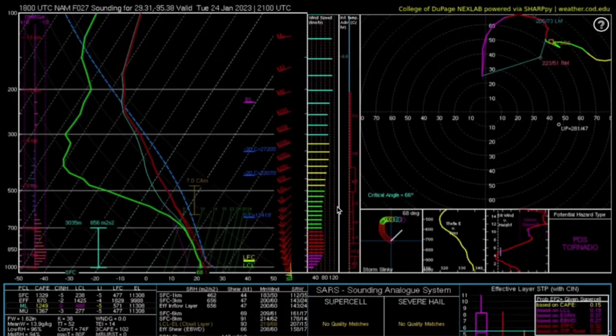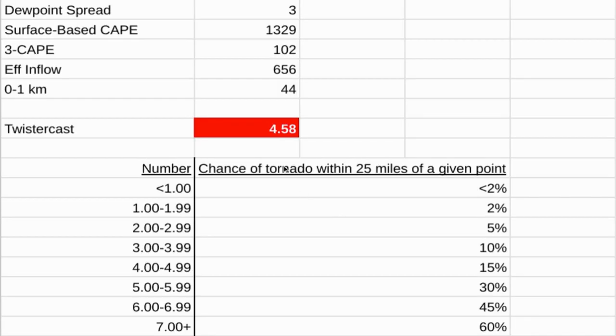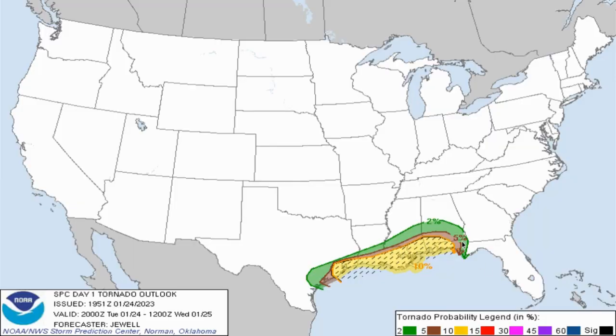In our second example, we go to earlier this year, January 24th, 2023. Here is the sounding, and here's what TwisterCast is predicting. This time it puts out a 4.58, which would leave us with a much higher 15% risk. When we look at the actual National Weather Service outlook, we see there's only a 10% risk of tornadoes within 25 miles of a given point, which means that TwisterCast is overdoing the tornado threat in this situation.